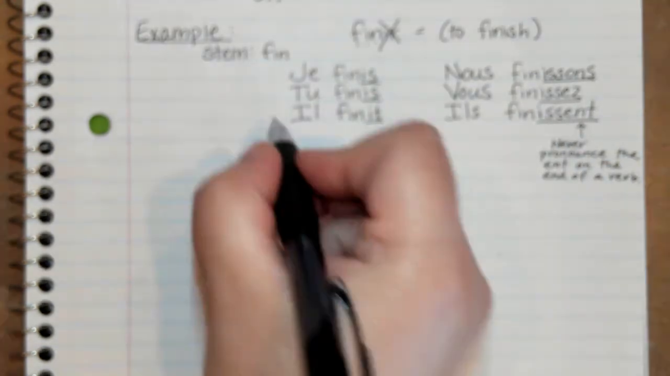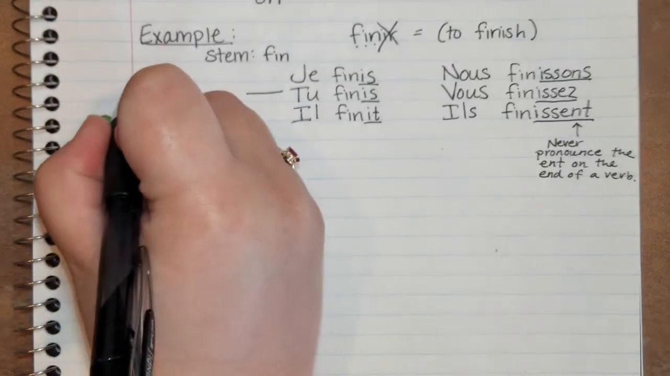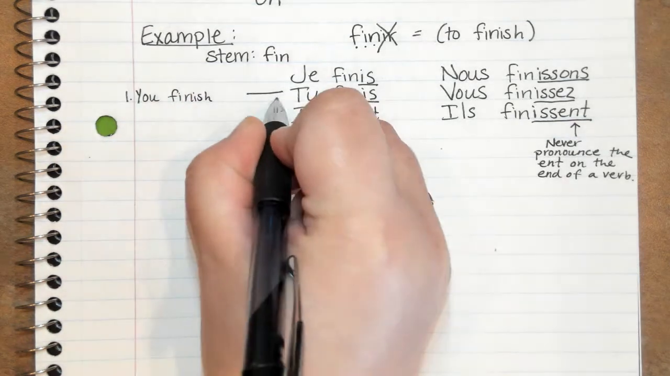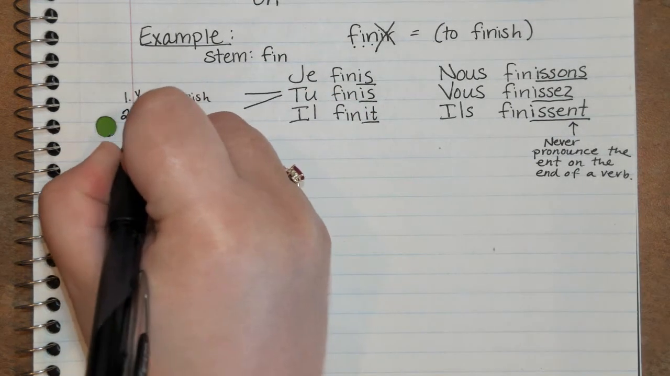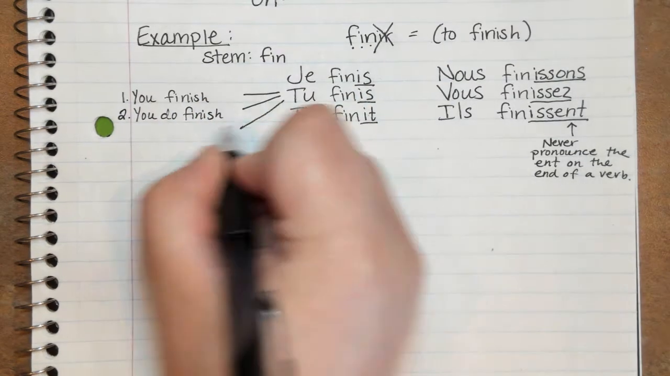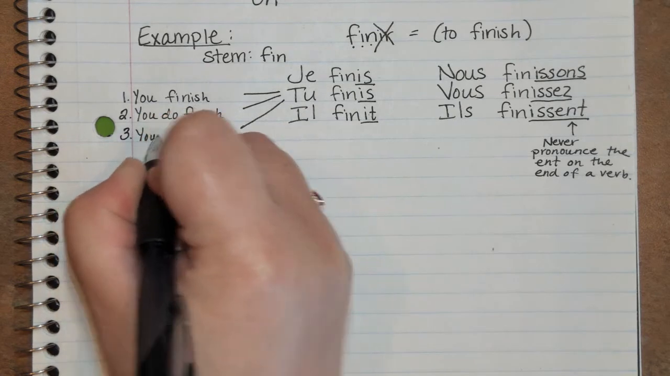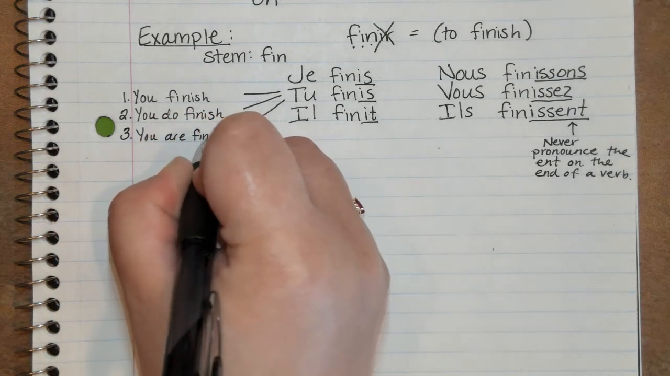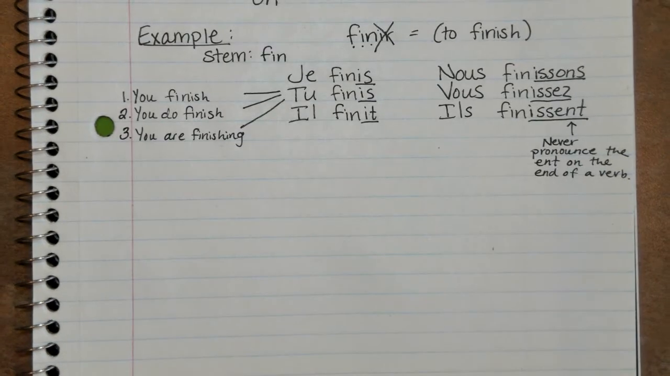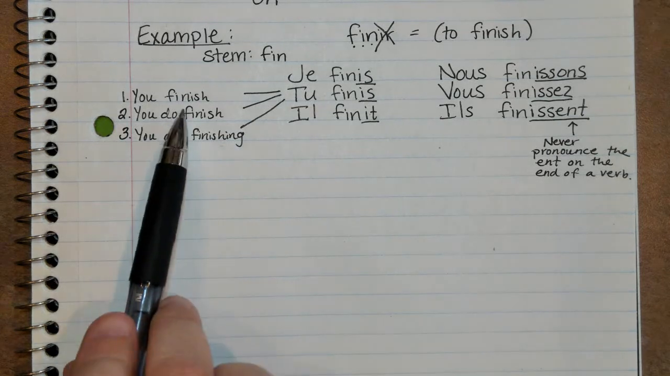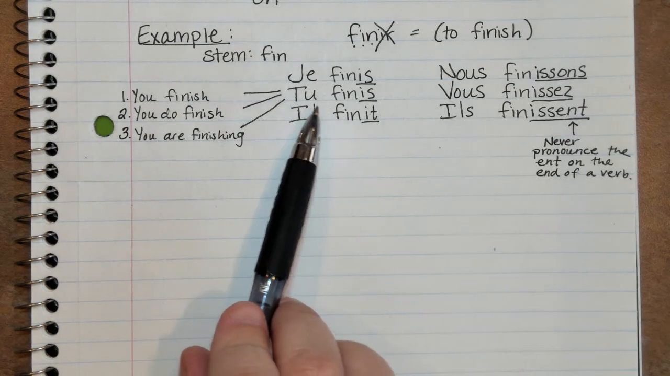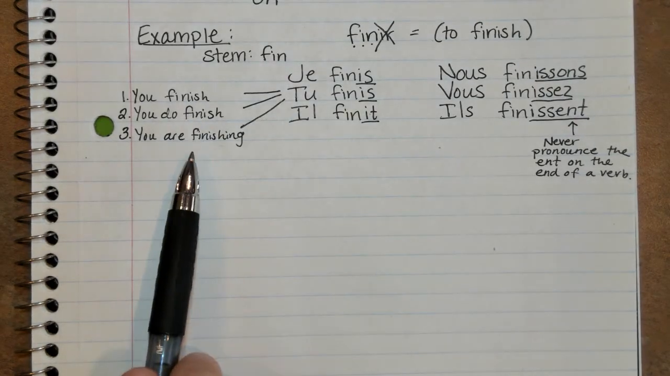Okay, and what do these mean? Let's do two this time. So this would be you finish, you do finish, and you are finishing. So it's kind of neat that in English we have these three different ways of saying what in French they have one way of saying. So we only have to learn this one way. You don't have to learn three separate ways of saying these.